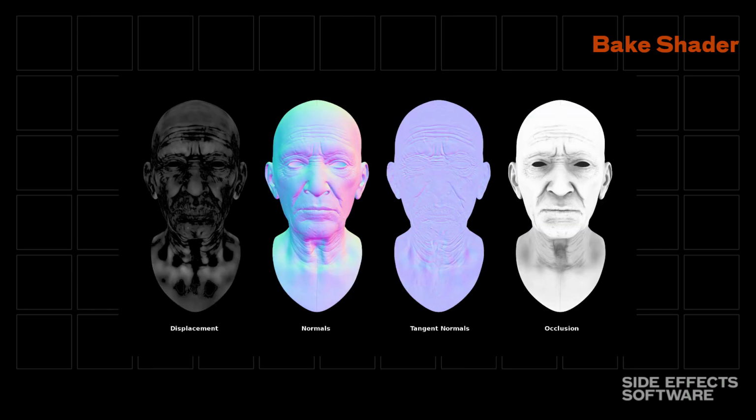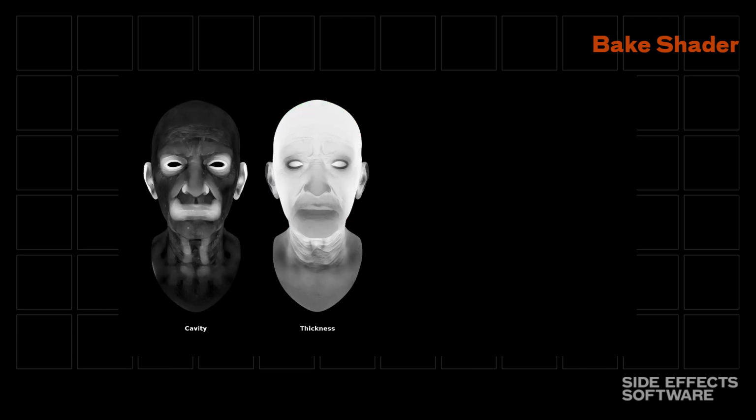Here's a quick overview of some of the output types that the shader has. We have displacement, we have normals, which can be encoded in either world space or local object space. We have tangent normals available. We have occlusion. We have cavity mapping, which gives you relief mapping, or high curvature areas that are shaded in high relief. And then we have a thickness map, which is useful for things like subsurface scattering. You can shade thinner areas in a different method.